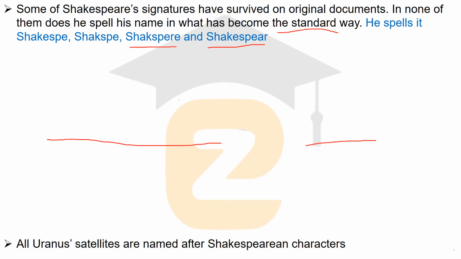Yes friends, यह बहुत ही important फैक्ट है, जो यूरेनस प्लैनेट है, उसके जितने भी सैटेलाइट्स हैं, उनके जो नेम हैं, they are after the names of William Shakespeare's characters, like Miranda, Ariel, Umbriel and Titania. These are the satellite names of the planet Uranus, and they are all after the names of William Shakespeare's characters.